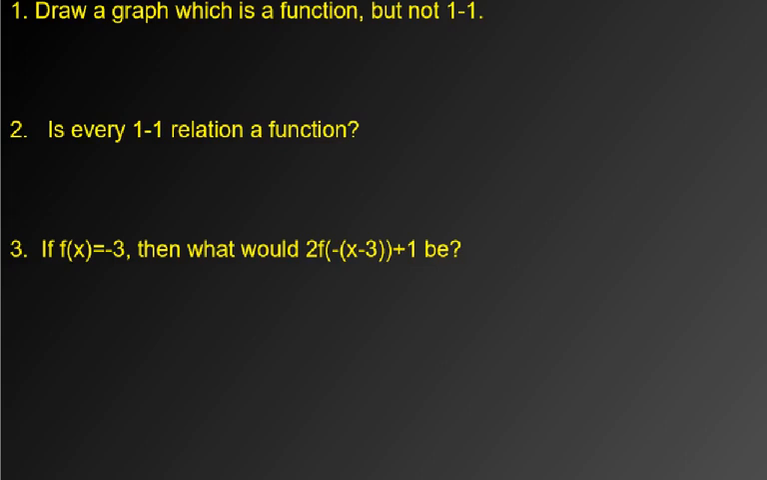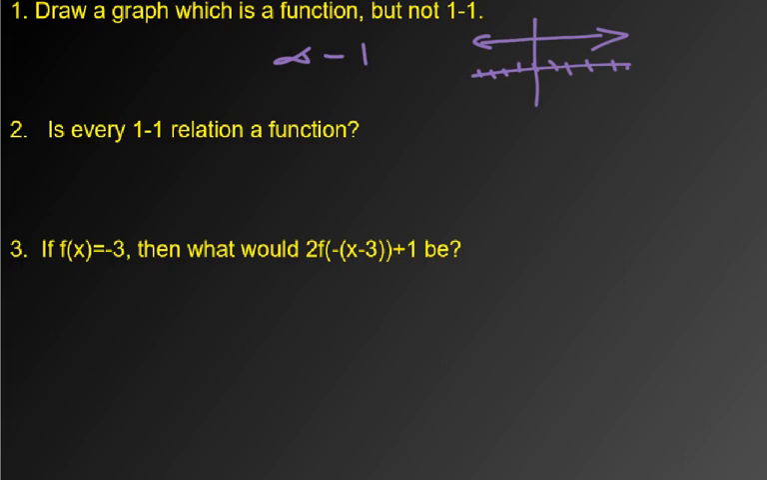So these are just some random kind of concept questions that are definitely going to be important for the unit test. So if I was going to draw a graph, which is a function but not one-to-one, the first thing that comes to my mind is just a horizontal line. They are definitely functions, and these things are infinite to 1. You can have all these different inputs right here that just go to one output.